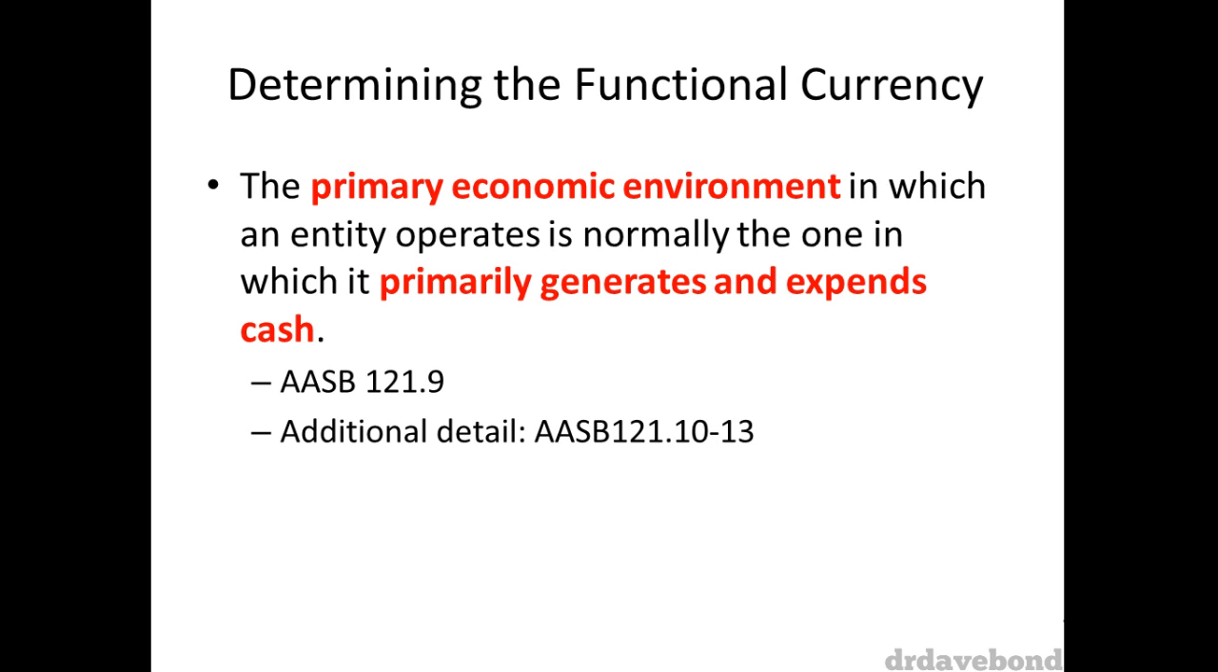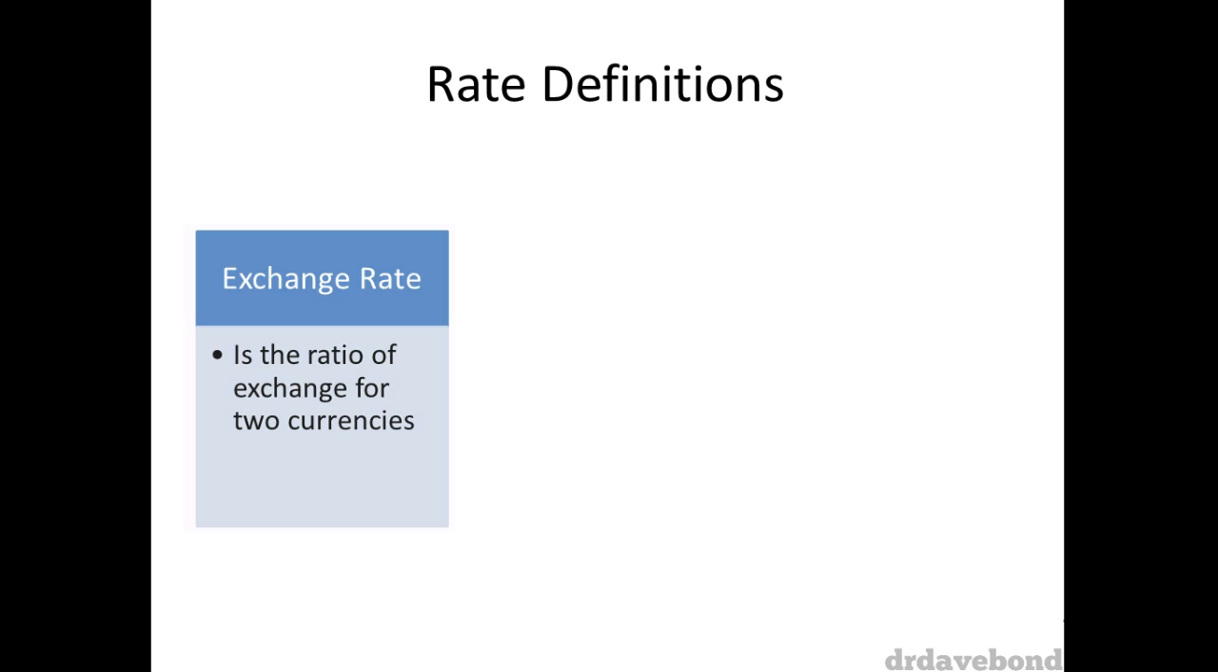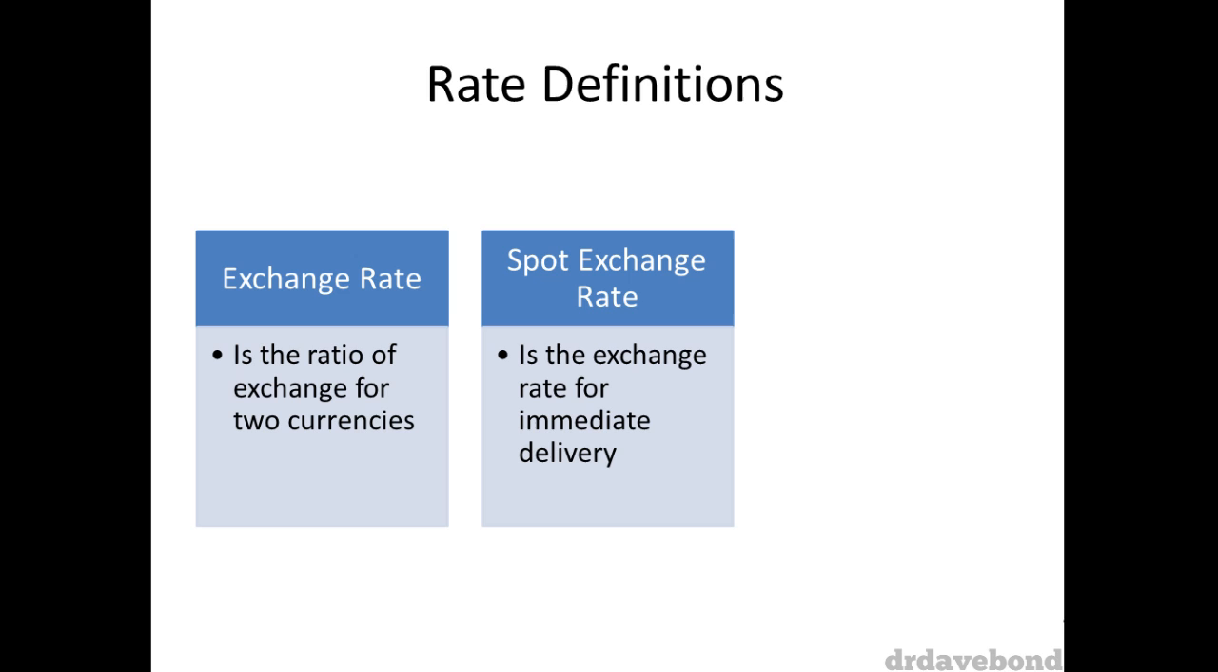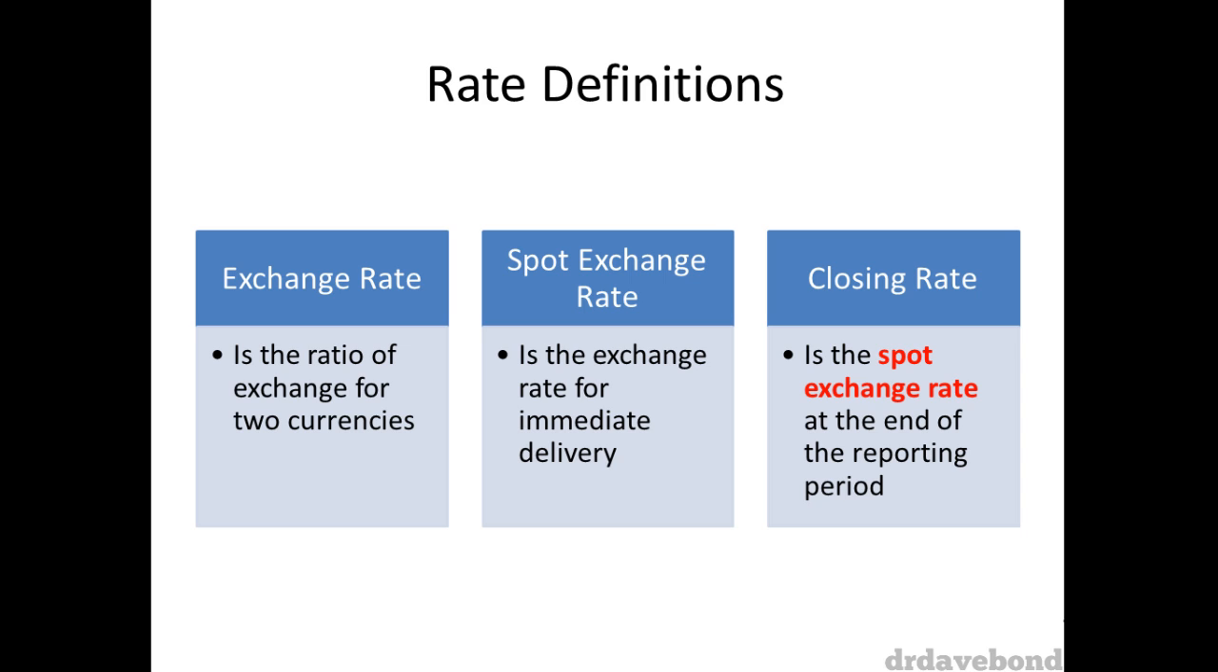The second set of definitions relate to different types of rates. The first of which is the exchange rate, which is simply the ratio of exchange for two currencies. The second is the spot exchange rate, which is the exchange rate for immediate delivery. And lastly, the third is the closing rate, which is the spot exchange rate at the end of the reporting period.